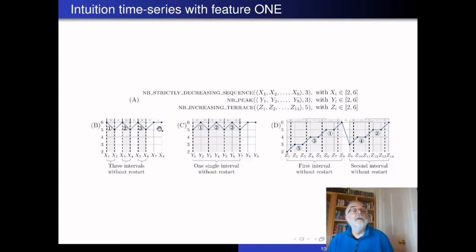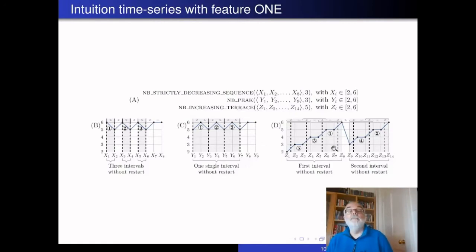And for the remaining variables, we can just assume that we pick the upper bound value. Here we have a similar situation, but for number of peaks. We don't have to separate the peaks. We can have them in a single interval without a restart, because the pattern basically connects nicely. And then for the remaining variables, we can again choose the upper bound value.